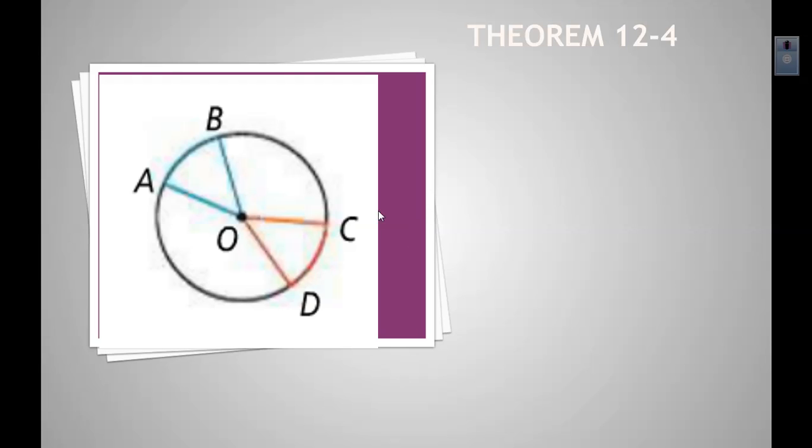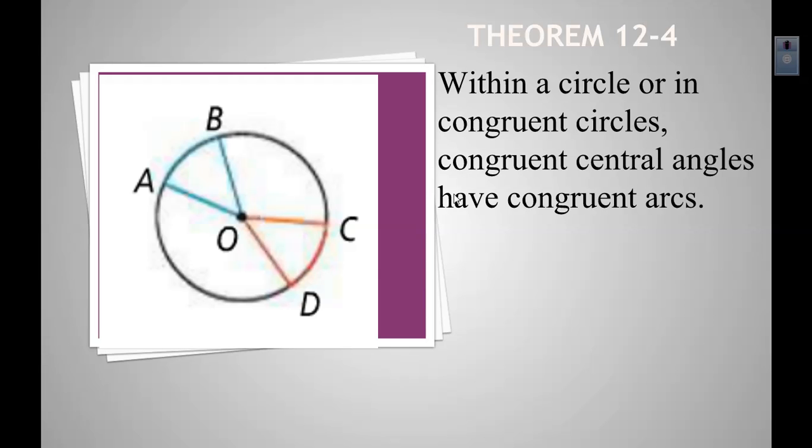So in this lesson, we look at a lot of theorems, a lot of different properties of chords, and how they're related to chords and arcs, and their central angles. In Theorem 12.4, and you're going to see a lot of these theorems look the same, because they're referring to basically the same parts, chords, arcs, and central angles. Within a circle or congruent circles, congruent central angles have congruent arcs.